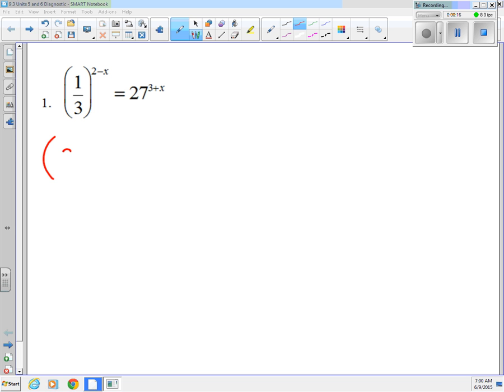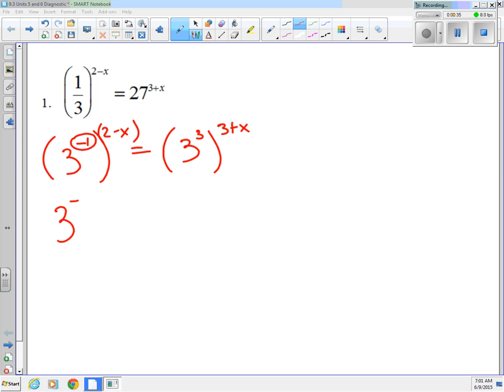So 1/3 is 3 to the negative first. 27 is 3 to the third. And I now have common bases because they were in the same family. And at this point, the exponents are equal to each other as long as we can get them solidified. So I would have to take my -1 and multiply by 2 minus x. So I'd have 3 to the -2 plus x after I distribute, equals 3 to the 9 plus 3x.